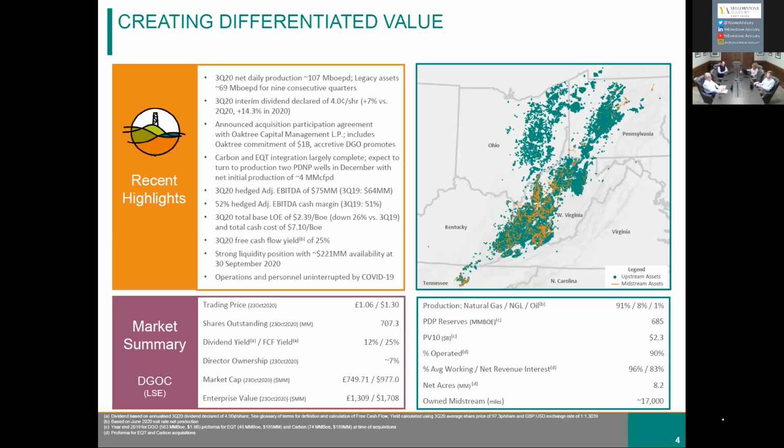Hedged EBITDA of 75 million. That compares to last year at 64, and so a nice increase there. We talked about the EBITDA cash margins at 52%. The base LOE for the third quarter, another really good number, down 26% since last year, at about $7.10 per BOE, $1.18 per MCF equivalency. We talked about the free cash flow yield. We have strong liquidity at the present time at 220 million. It's actually a little higher than that now at the end of October as we continue to pay down our debt.